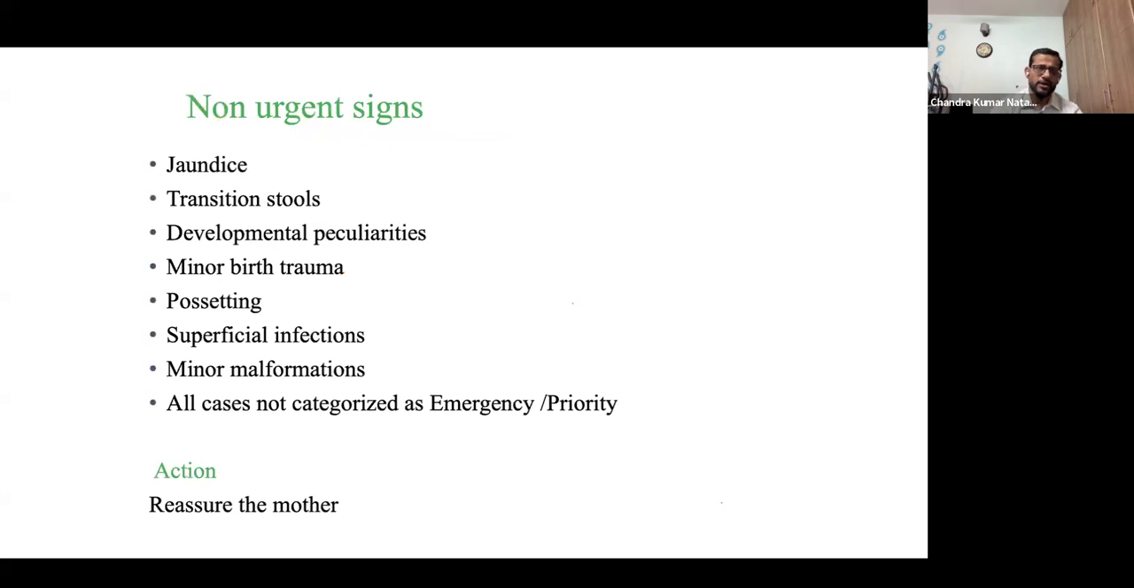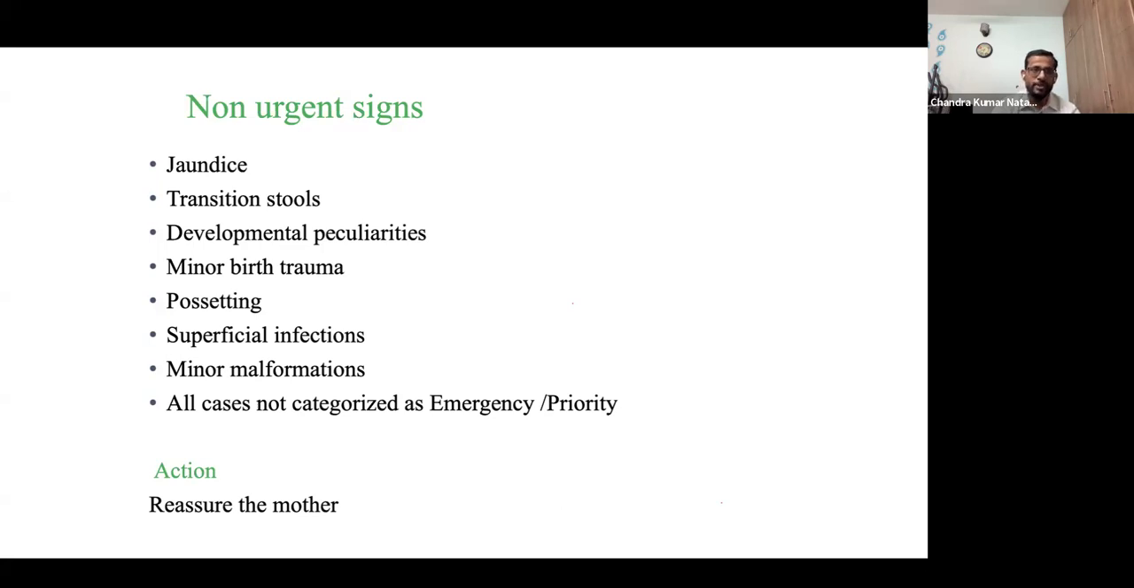What are non-urgent signs? Non-urgent signs are those babies who present with milder symptoms like jaundice. Jaundice which is not severe, which is not on day one, which is not involving palms and soles. Okay, they are non-urgent signs. Babies can also present with transitional stools. What is transitional stool? Usually around 3 to 5 days, they can present with frequent passage of stools. Okay, when they are presenting with developmental peculiarities.